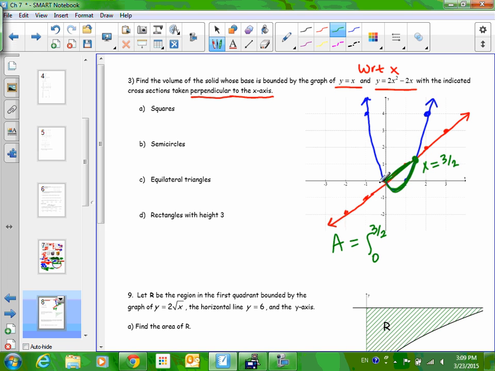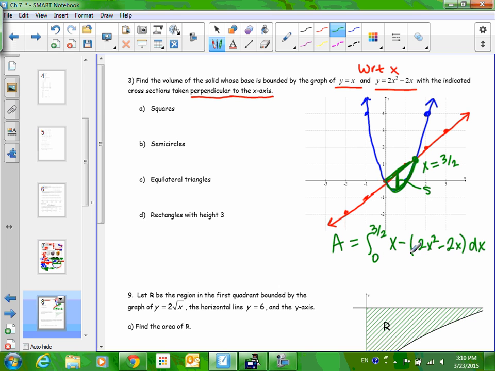And we would do the top curve minus the bottom curve, right? A second ago, we did with respect to y, so it was right minus left. Now this is with respect to x, okay? And our s is vertical in this case, so it's top minus bottom. That's how long that little s is. So that would be the line, which is x, minus the bottom, which is 2x squared minus 2x. Okay, that's what we did before.